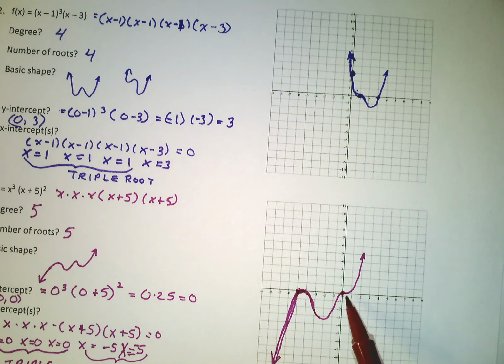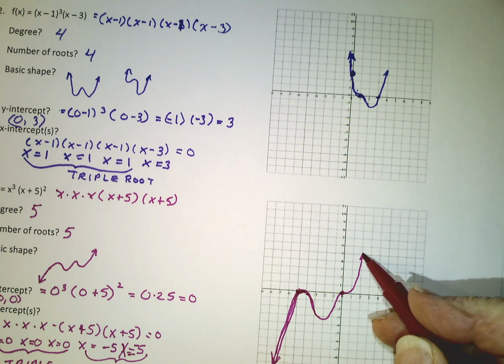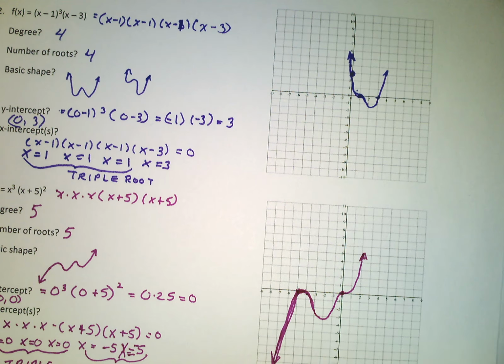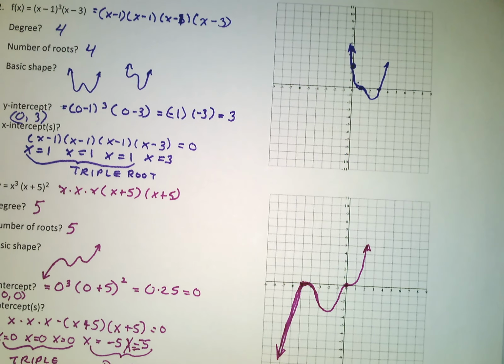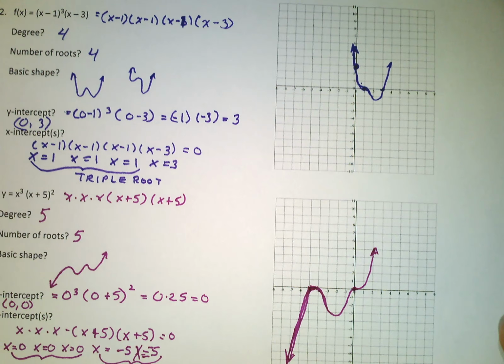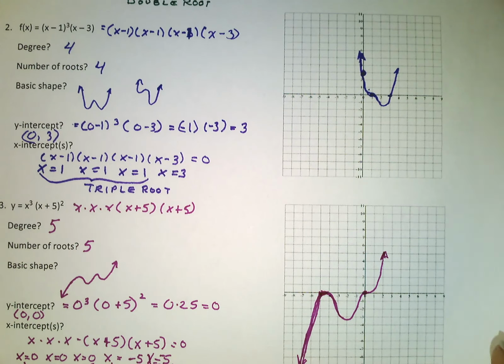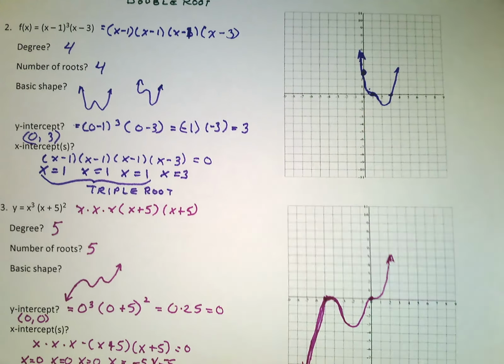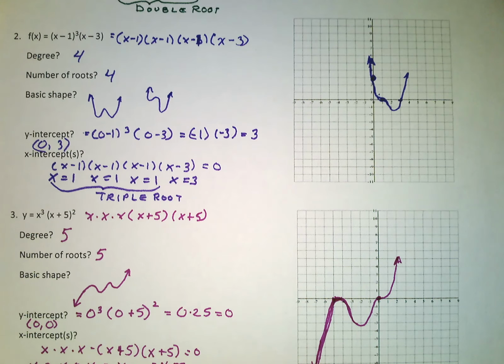So we have 3 roots here, 2 roots here. We do have our 5 roots. It's a wild-looking graph. But they're kind of neat. And it'd be time now for you to try a couple.